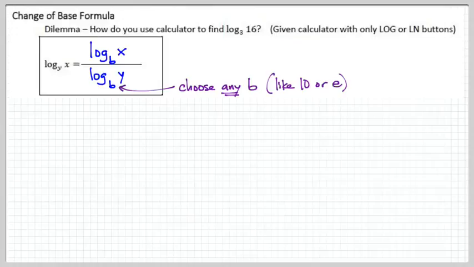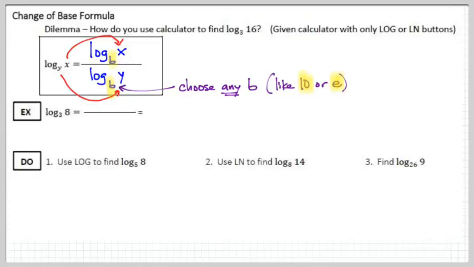So you notice here, I just take this x, bring it there, take the y, bring it down there, and I choose whatever base is convenient to me. Typically, you choose a common log or you choose the natural log because those are the buttons that exist on your calculator. Okay, here's an example. Log base 3 of 8. I can think of that as the log of 8 divided by the log of 3. That's my common log. Or natural log of 8 divided by natural log of 3. Either one works just fine. You get the same exact answer. So give the last 3 a try. That's the end of the lesson.